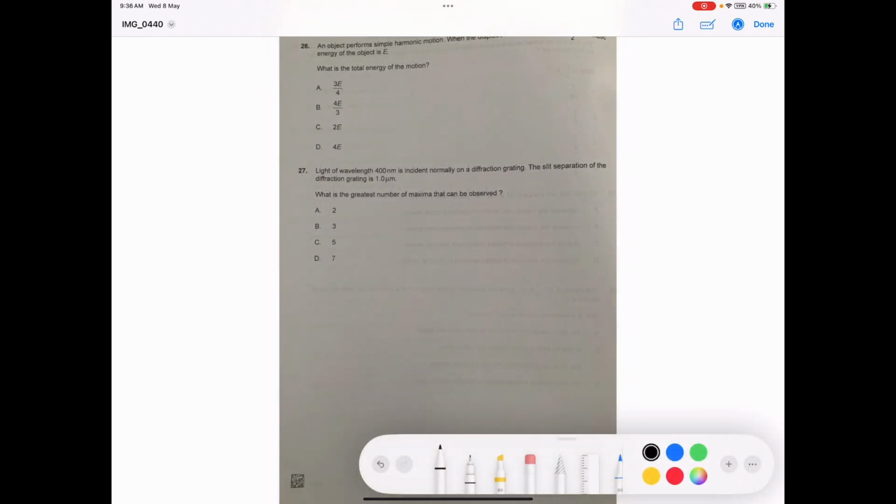Okay, number 26. An object performs simple harmonic motion. When the displacement of the object is x naught over 2, the kinetic energy of the object is E. What's the total energy of the motion? So I think this is one of the most difficult questions in the paper, and this is my solution. I don't know if it's right, so anyway, here we go. So we know the total energy is equal to the kinetic energy plus the potential energy.